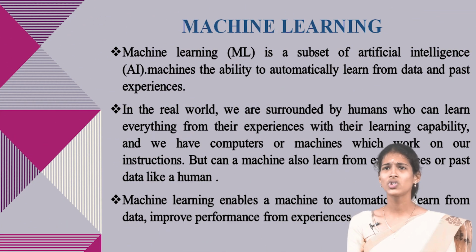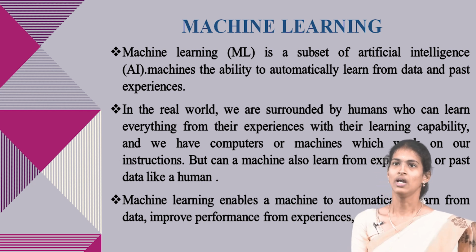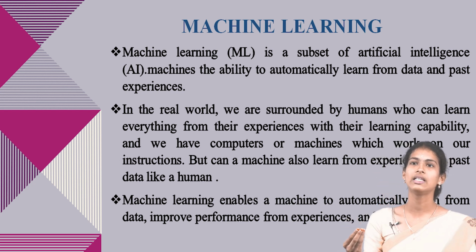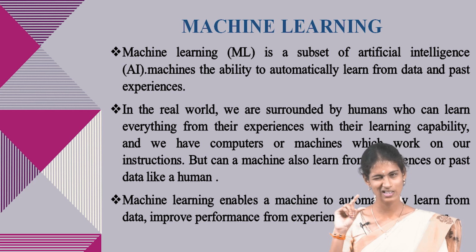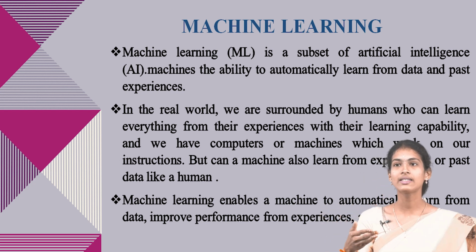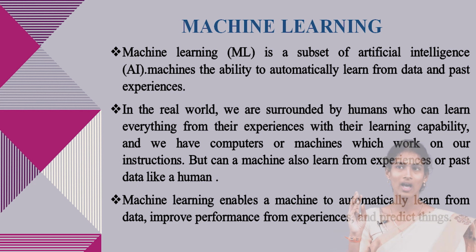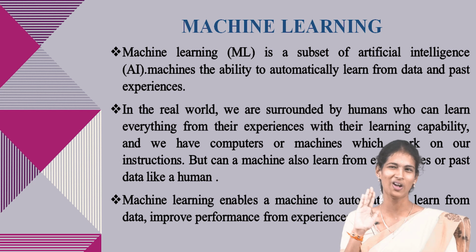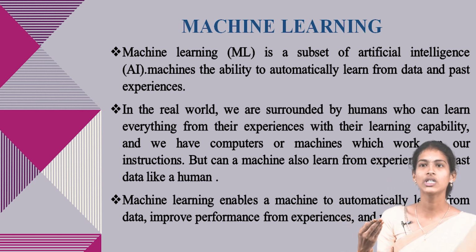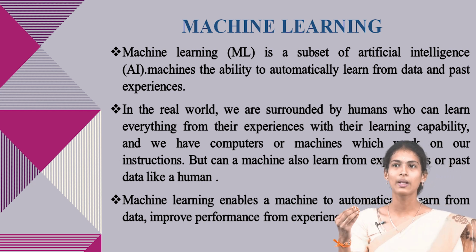Okay, what is machine learning? Machine learning is a subset of artificial intelligence. It gives machines the ability to automatically learn from data and past experiences. In the real world, we are surrounded by humans who can learn everything from their experience with their learning capability. And we have computers or machines which work on instructions. But can machines also learn from experience or past data like a human? Machine learning enables a machine to automatically learn from data, improve performance from experience and predict things.